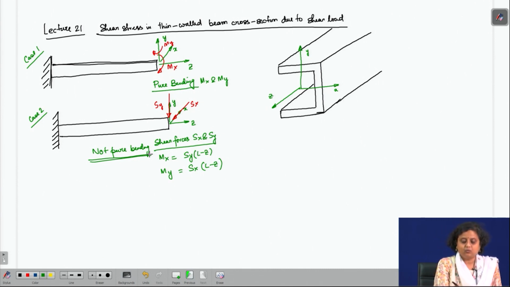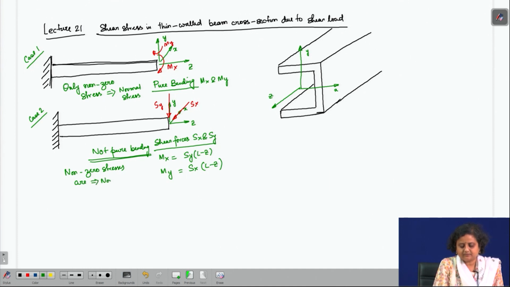Now, in case 1, the only non-zero stress is going to be normal stress or direct stress. Whereas, here the non-zero stresses are both normal stress and shear stress.